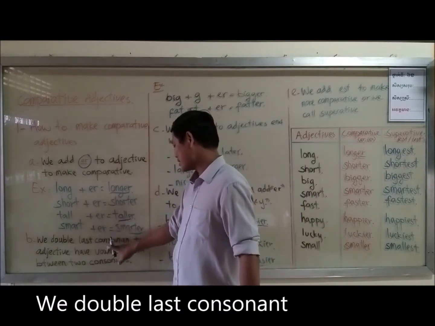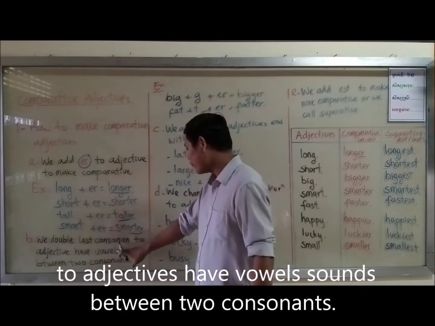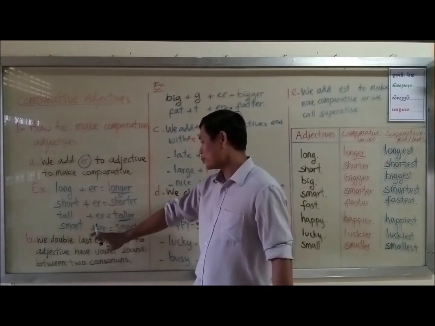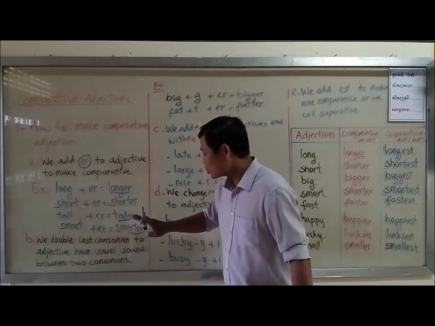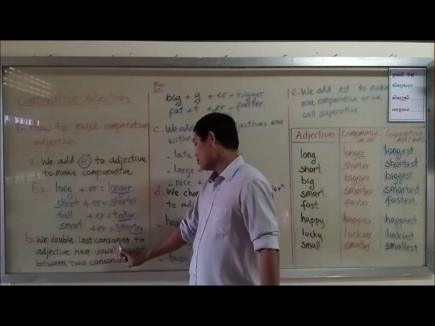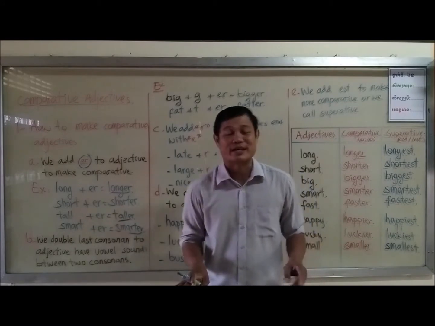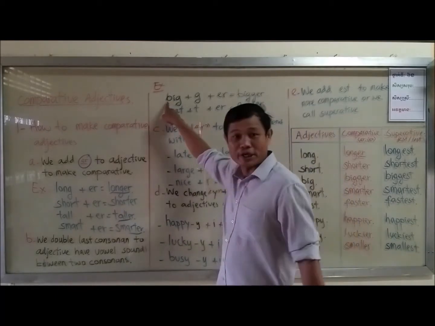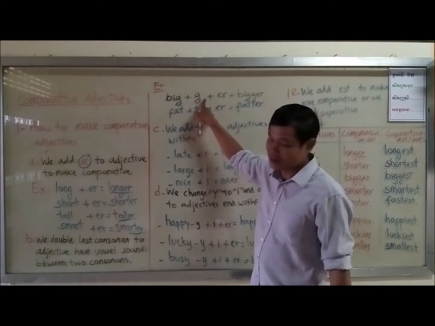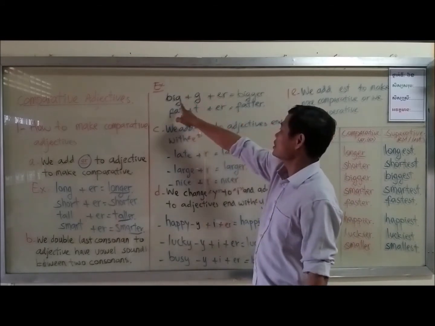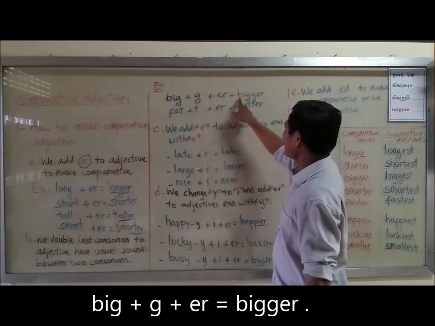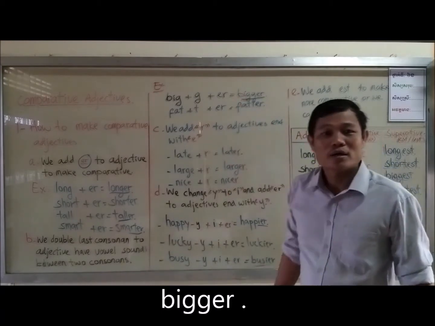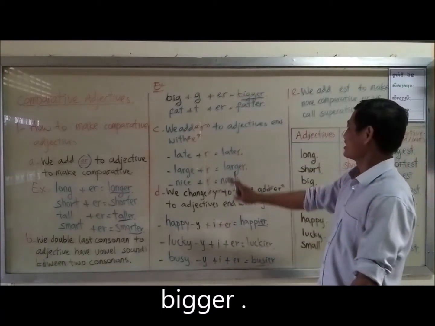So we go to another step. Read about the last consonant. If the adjective has a vowel sound between two consonants, you double the last consonant. Okay, that is one. Big: B, I, G plus G and plus er. So it means big plus G plus er equals bigger. Okay. Bigger. Can you say it? Bigger. Bigger. Okay.